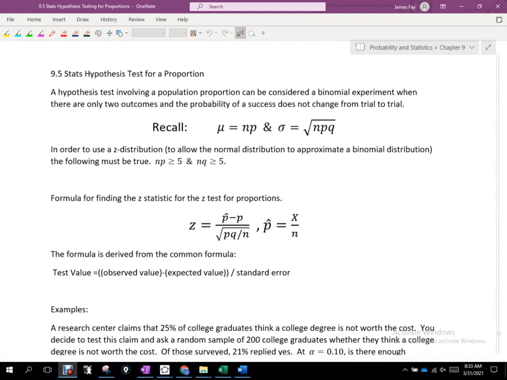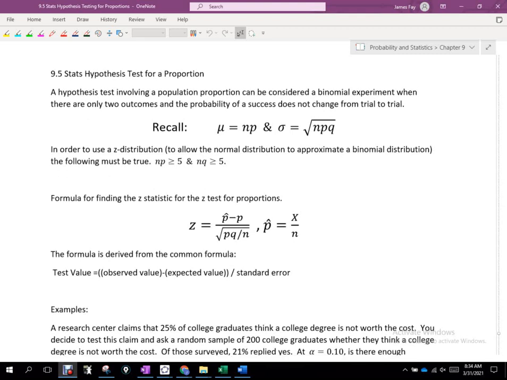All right, so starting section 9.5, we're going to talk about hypothesis tests for proportions. A hypothesis test involving proportions, or population proportions, is a binomial experiment. We're only going to have two outcomes. You can have successes or failures.